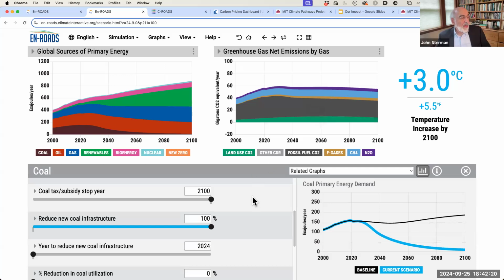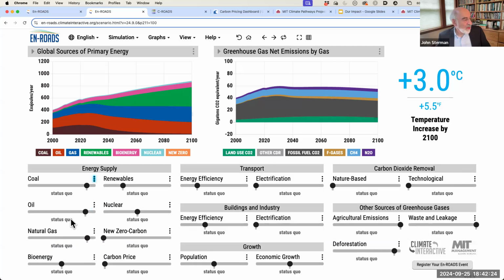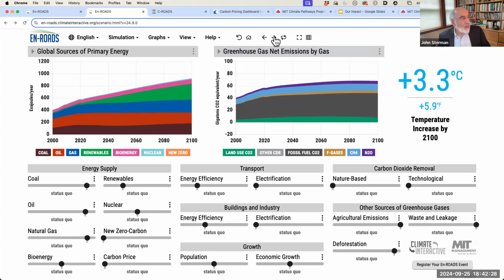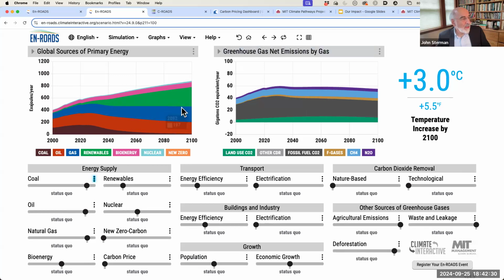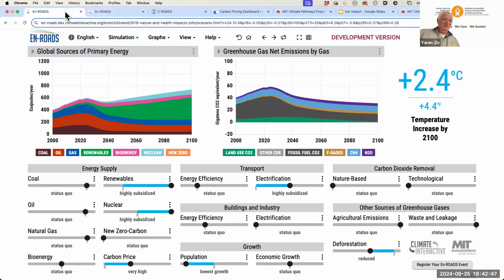But it doesn't affect directly the other fossil fuels. In fact, you're getting more gas now and more oil. You get a little bit more renewables too. But if you phase out coal and you don't do anything else, like pricing carbon from the other fossil fuels, you're going to see more of those fossil fuels used, and that undermines the benefit of phasing out the coal. So I think that's the answer to the first part of the question.